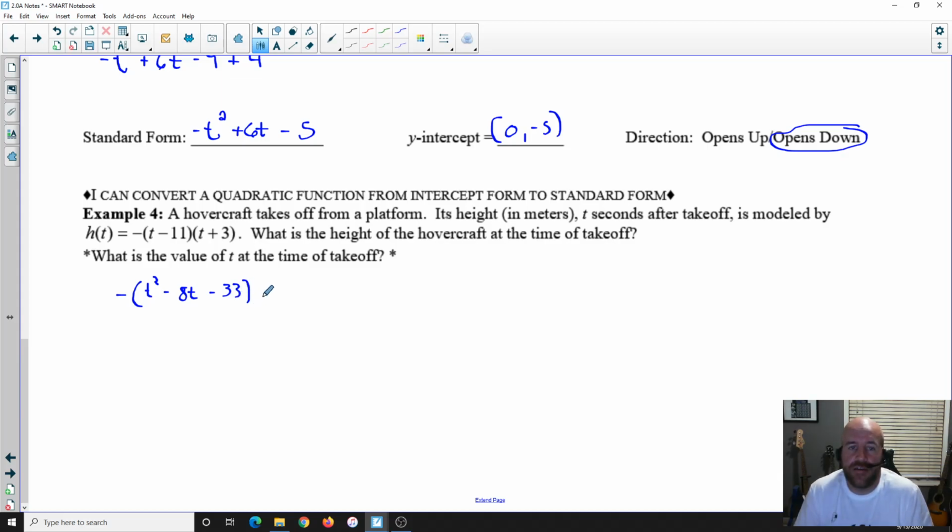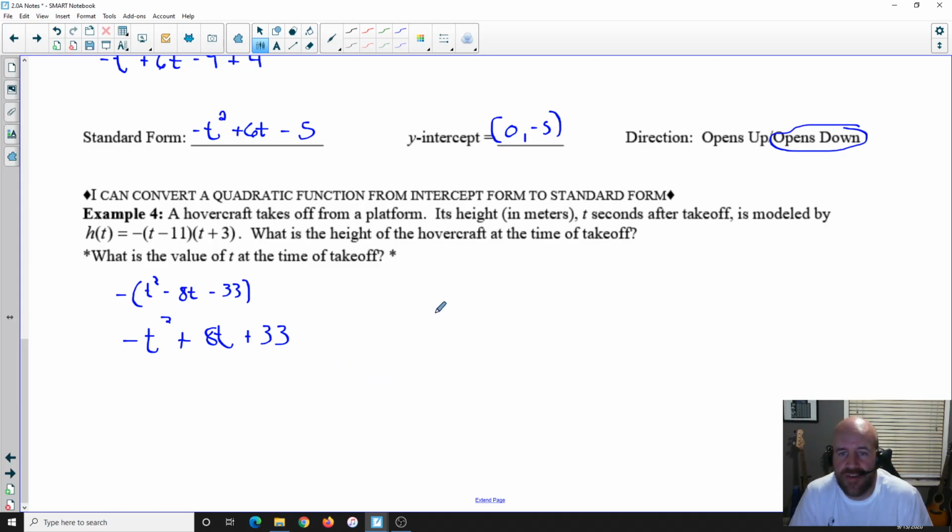So we have that negative on the outside. So we could distribute that. So we get a positive 33 as our c value. So we can look at the y-intercept here. And of course, we could have just looked that this would have been a positive 33. We really didn't have to write out the standard form because it did not ask.